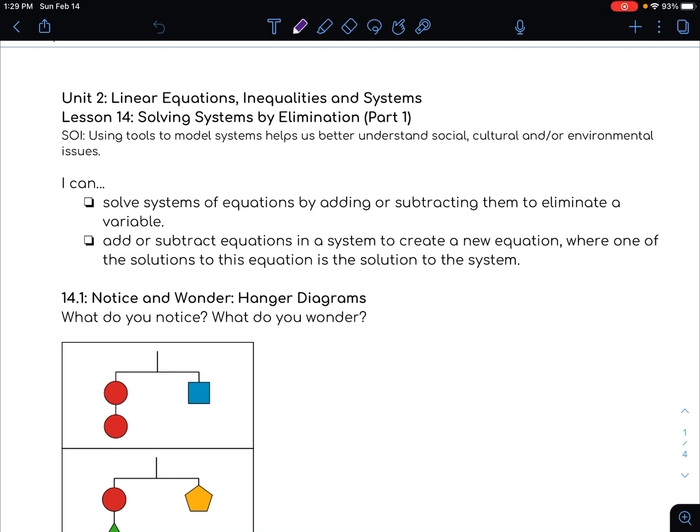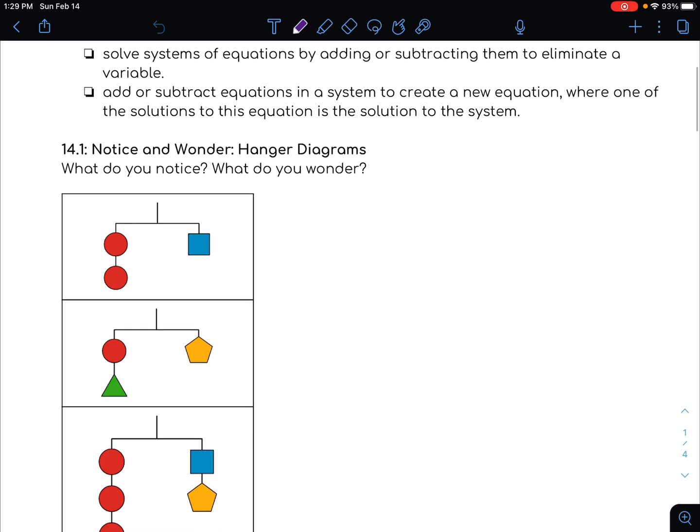And also, adding and subtracting the equations in a system does create a new third equation, and where the solution to that equation matches up with the previous system is going to be something where we're going to notice a correlation there. We're going to notice something that happens. But first, let's just do a little intro with these notice and wonder with the hanger diagrams here. What do you notice? What do you wonder?